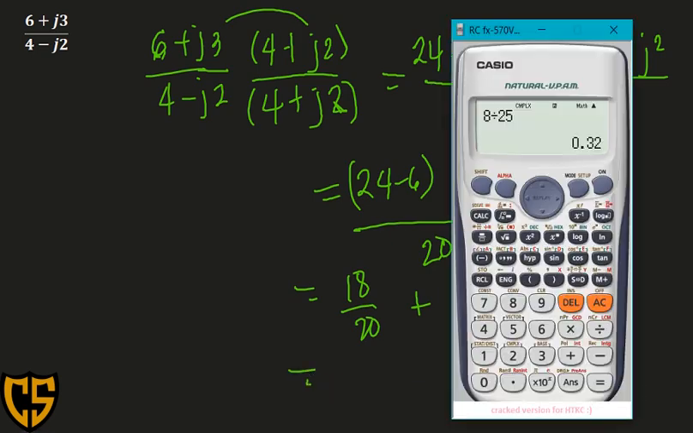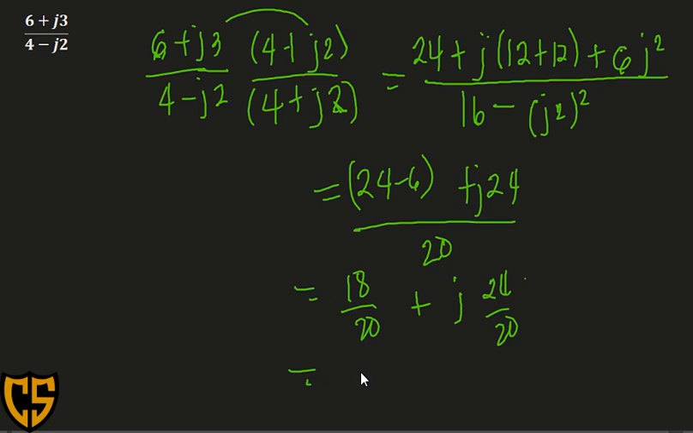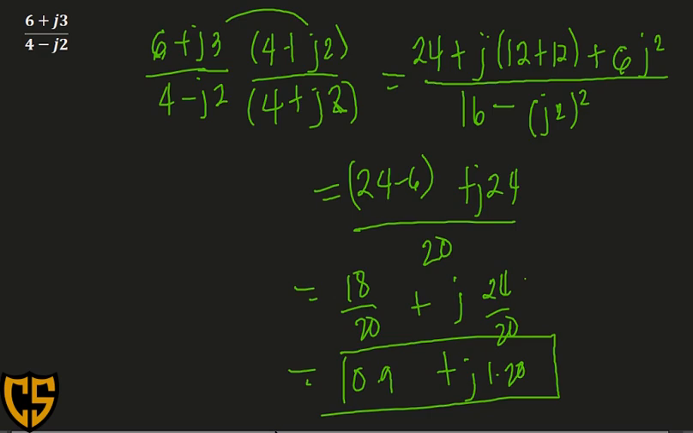Expressing this in decimal form, 18 divided by 20 is 0.9. For the imaginary part, 24 divided by 20 is equal to 1.2. So we have 0.9 plus j times 1.20. This now will be our final answer. So that's it for division of complex numbers.